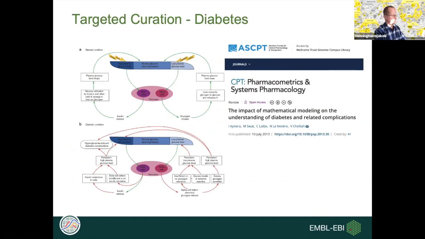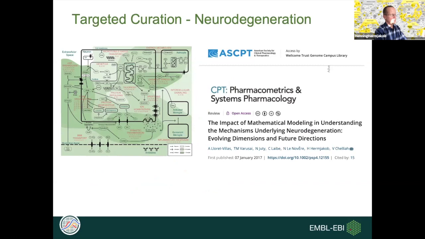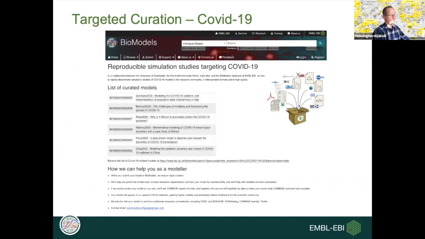We choose our models based on curator expertise, on collaborations with partners in the community, based on funding, and on direct submissions. So there is no specific focus of BioModels. BioModels is systems agnostic, and the choice of models depends on these factors which I've just mentioned.